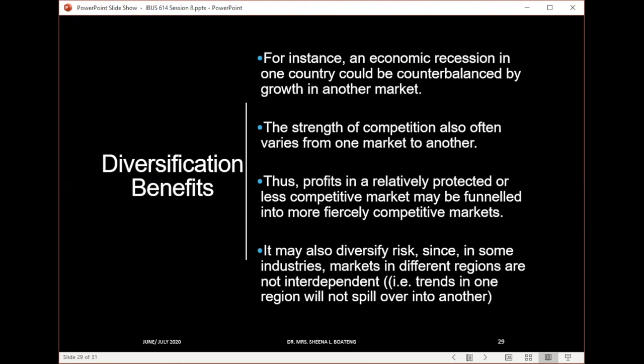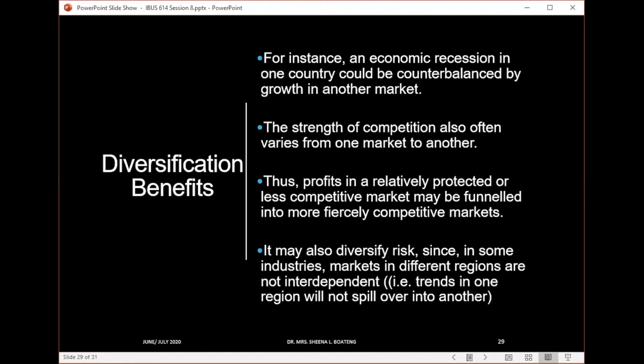Now, we also realize that through diversification, you can benefit from the varying levels of competition that exist in the various countries that you are operating in, because the strength of competition in one country perhaps may be lower than the level of competition in another country. So you will be able to grasp profits that are relatively unprotected in markets that are less competitive, and then you can use that to funnel your operations and help you to compete more fiercely in those markets where the competition is intense and high.